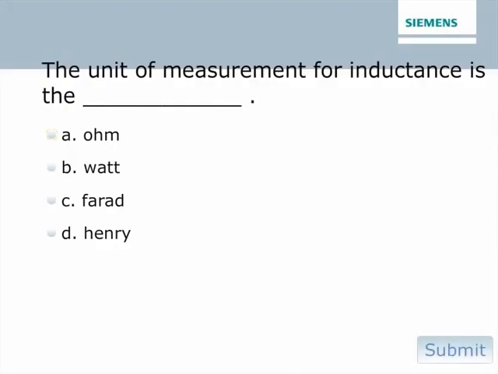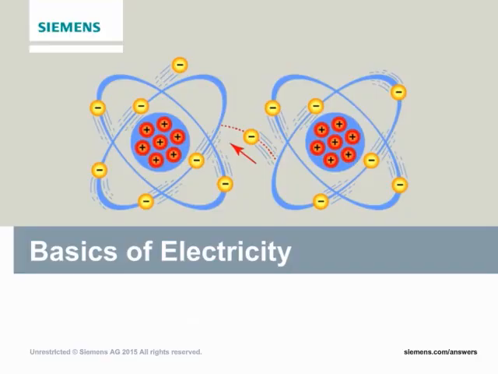Question 19. The unit of measurement for inductance is the blank. A, ohm, B, watt, C, farad, D, henry. Question 20. The unit of measurement for capacitance is the blank. A, ohm, B, watt, C, farad, D, henry.